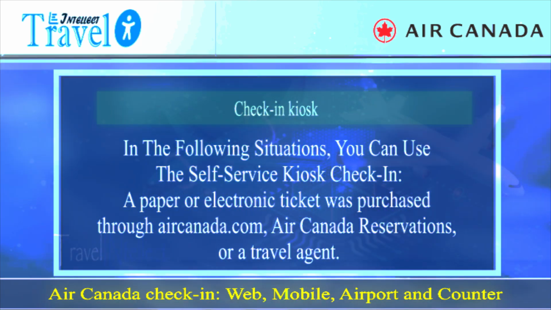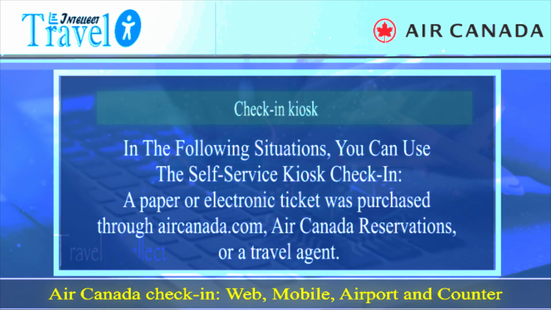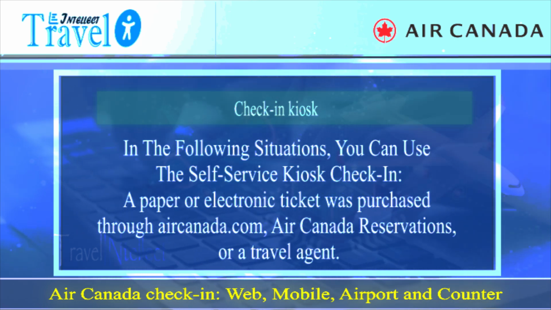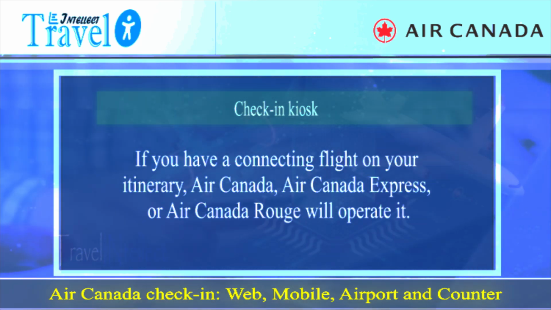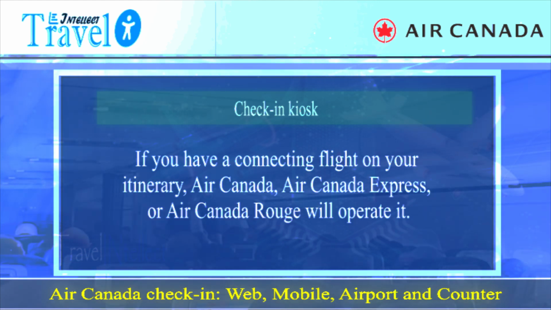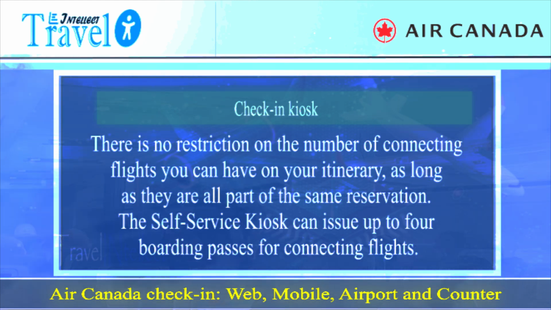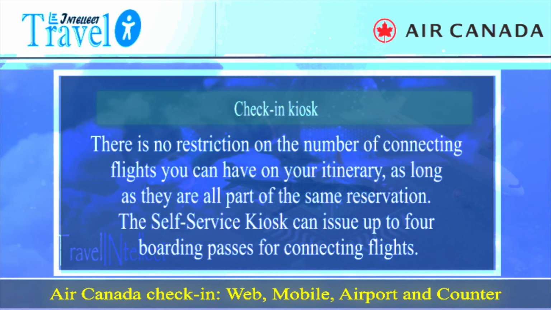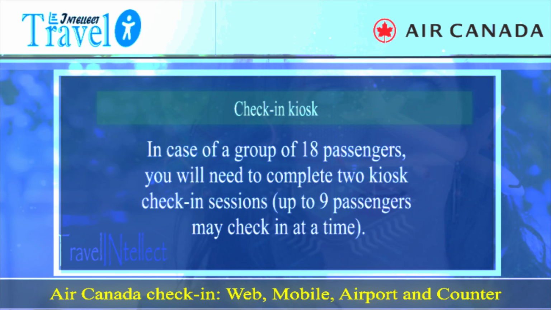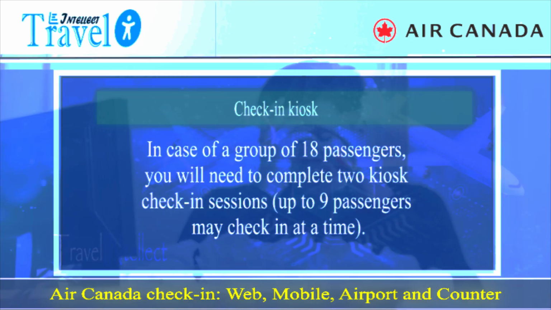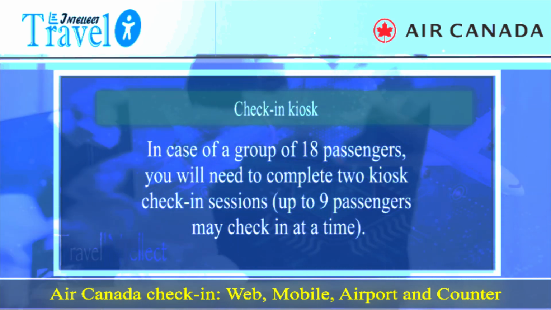A paper or electronic ticket was purchased through aircanada.com, Air Canada reservations, or a travel agent. If you have a connecting flight on your itinerary, Air Canada, Air Canada Express, or Air Canada Rouge will operate it. There is no restriction on the number of connecting flights you can have on your itinerary, as long as they are all part of the same reservation. The self-service kiosk can issue up to 4 boarding passes for connecting flights. In case of a group of 18 passengers, you will need to complete 2 kiosk check-in sessions. Up to 9 passengers may check in at a time.